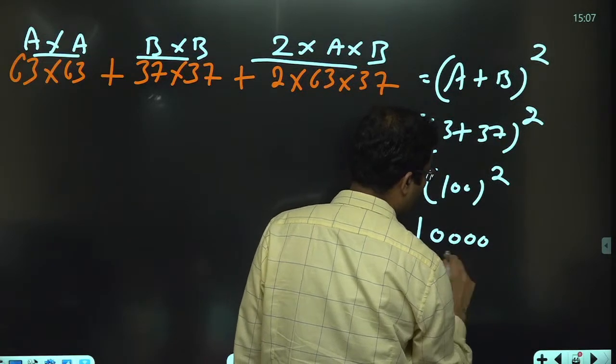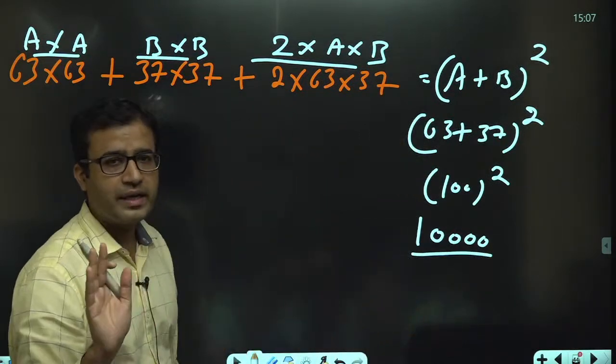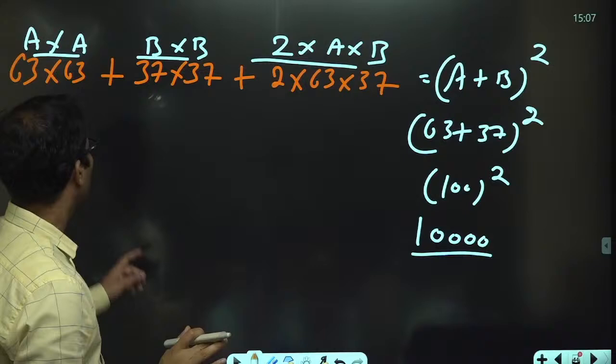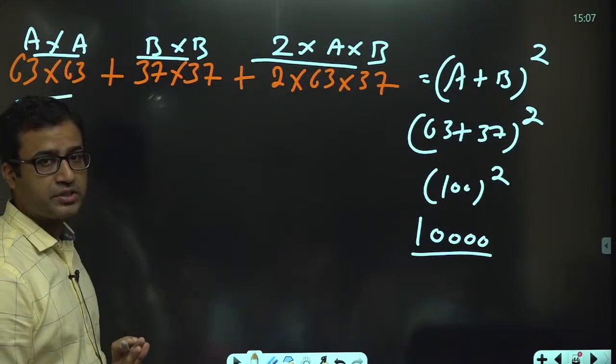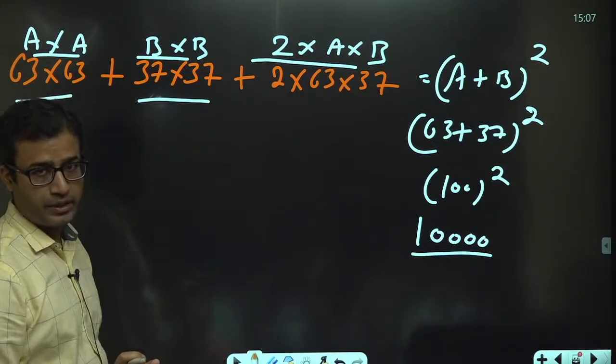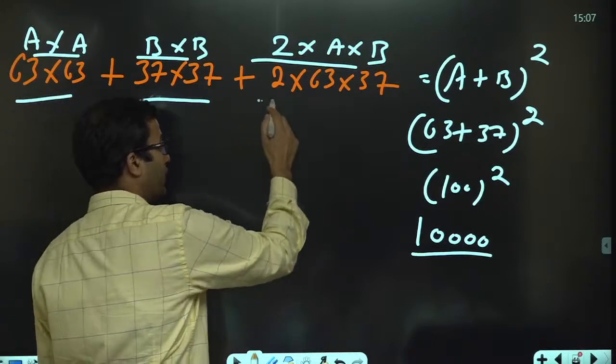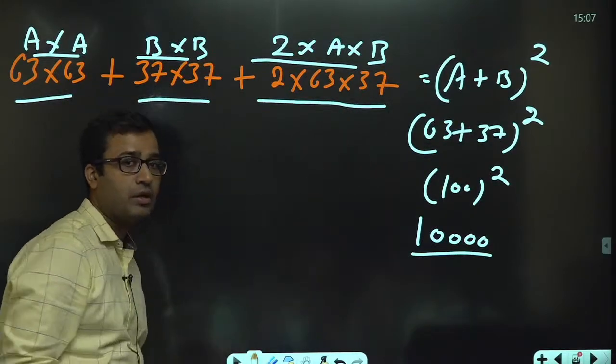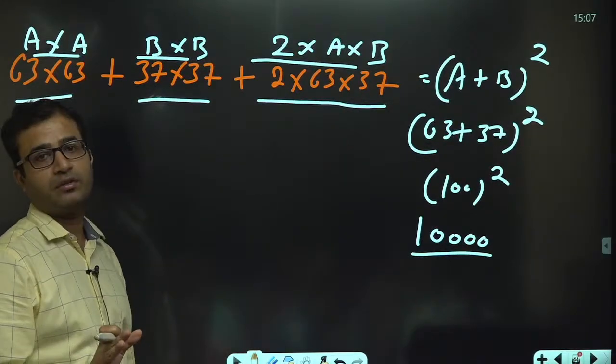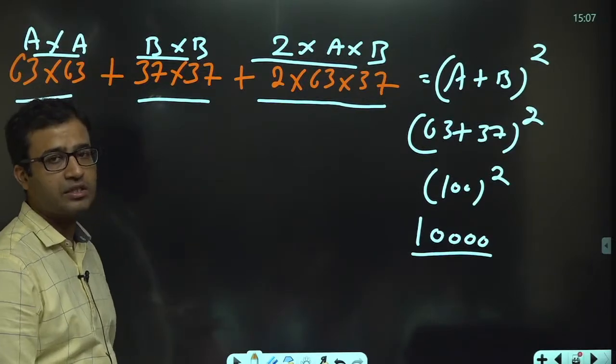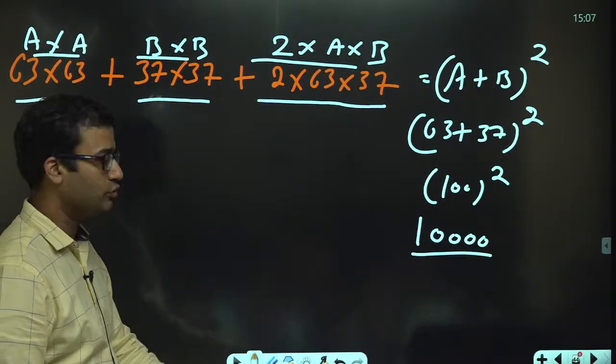10,000. अच्छा, टेल मी लॉजिकली, 63 मल्टीप्लाई विथ 63, 37 मल्टीप्लाई विथ 37, 2 मल्टीप्लाई विथ 63 एंड 37. डू यू एक्सपेक्ट 10 एज ए वैल्यू? वैसे ही दिख रहा है कि 10 तो वैसे ही नहीं होगा. तो 10,000.